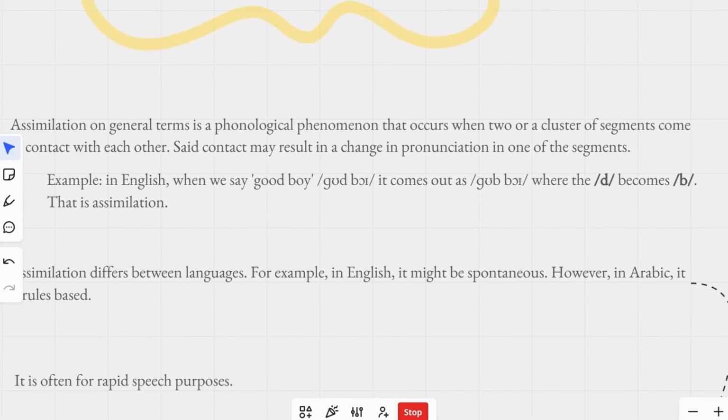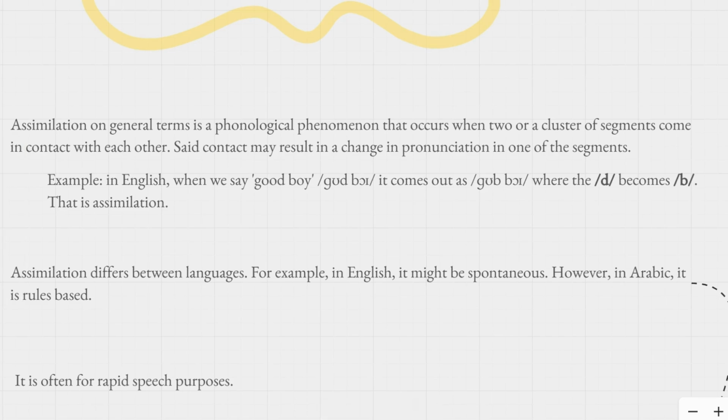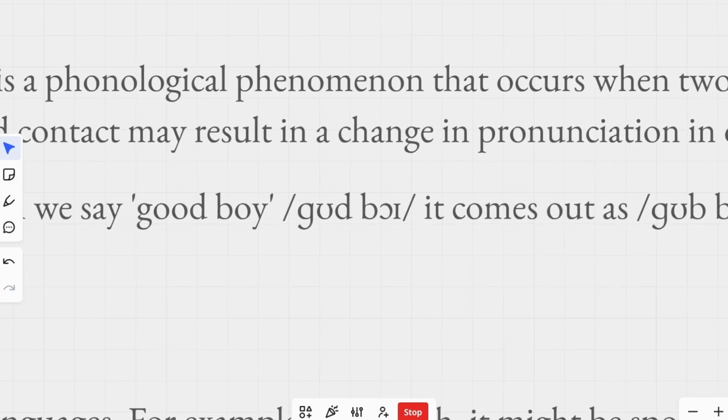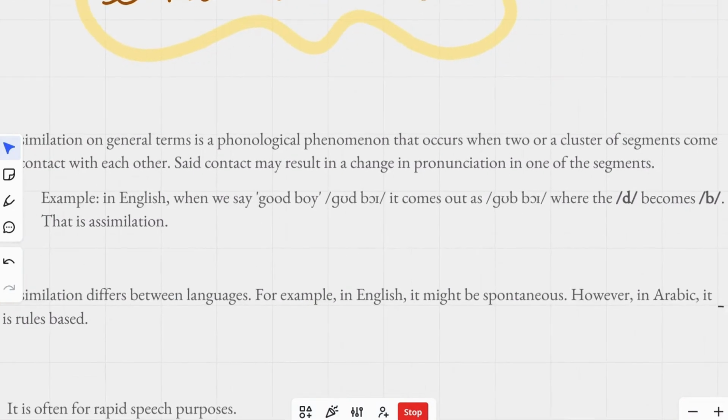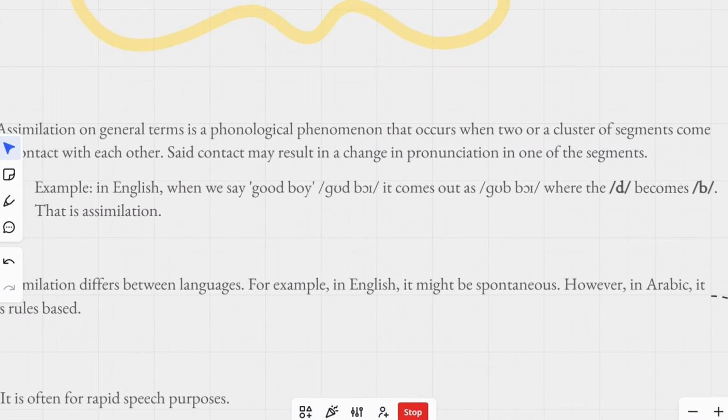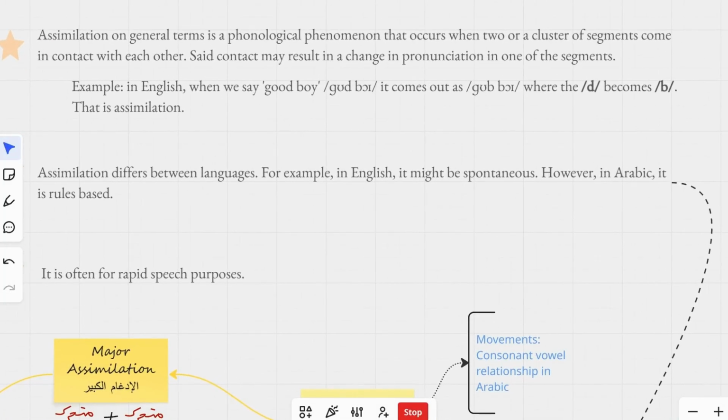Okay, so let's try to exemplify here. For example, in English, when we say a good boy, that's the phonetic transcription, good boy. It comes out as gub boy, where the d becomes b. Now that is assimilation. If I try to sound native, to sound natural, I'm not going to pronounce the d clearly. I'm just going to say good boy. It's like the d is not even there. You see, that's assimilation.